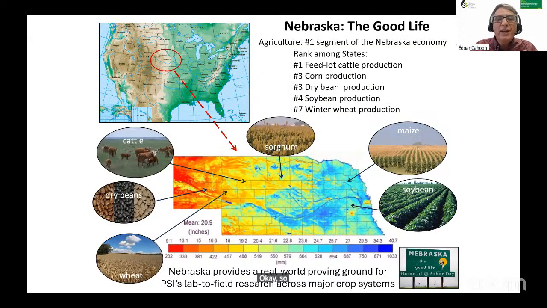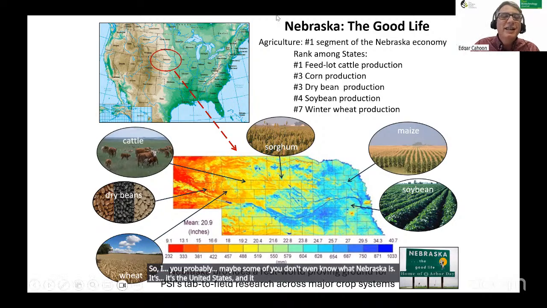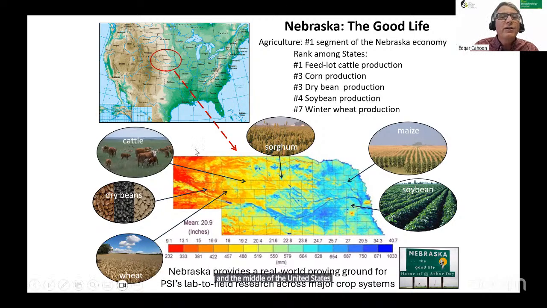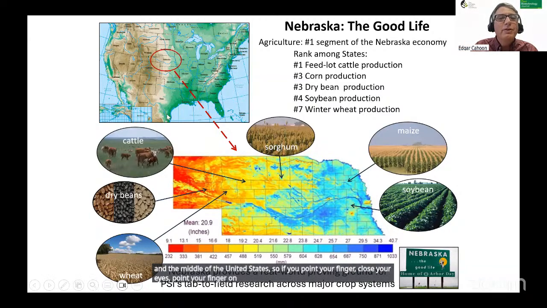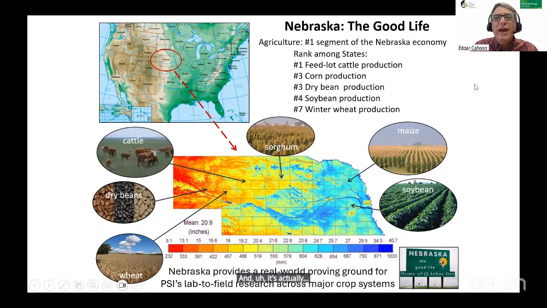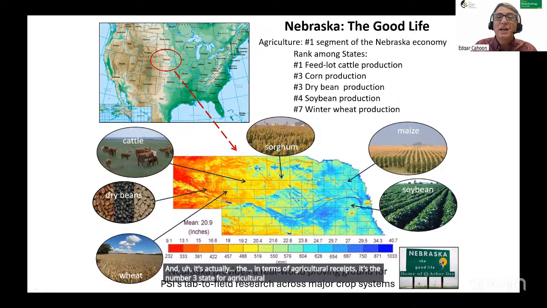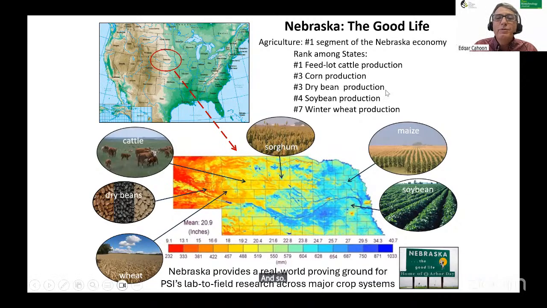Okay, so I want to shift gears a little bit and tell you about the work that we do. So maybe some of you don't even know what Nebraska is. It's in the United States, and it's actually in the middle of the United States. So if you close your eyes and point your finger on the map of the United States, it's right in the middle. In terms of agricultural receipts, it's the number 3 state. It's number 1 part of our economy. California is number 1, Iowa's number 2, we're number 3. And in production of crops like soybean and corn, we're among the nation's leaders.